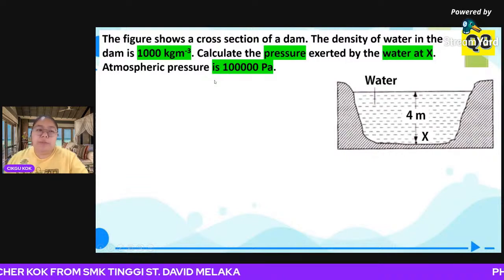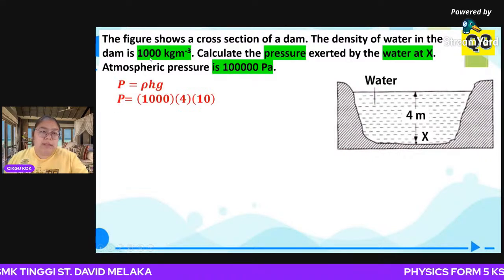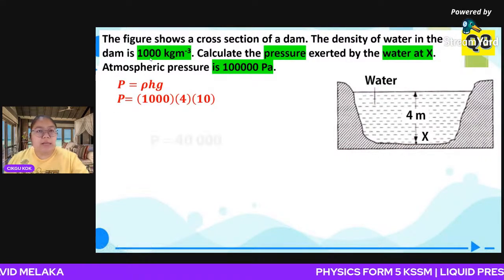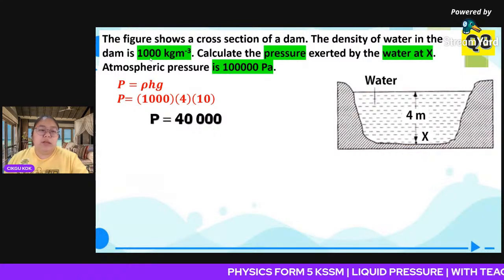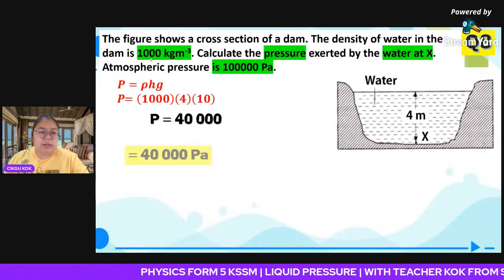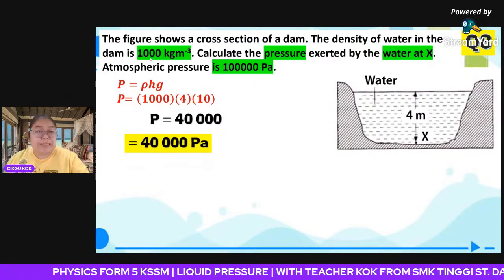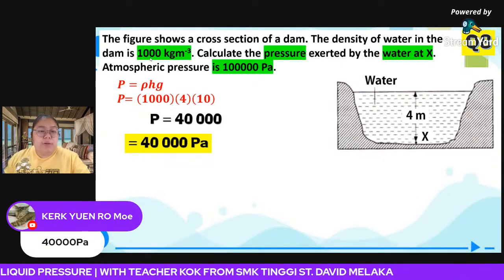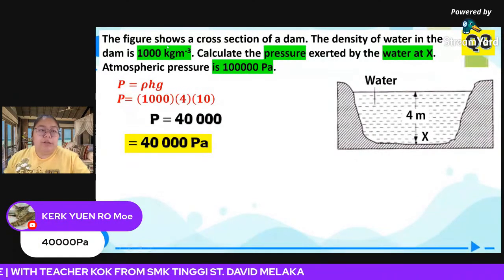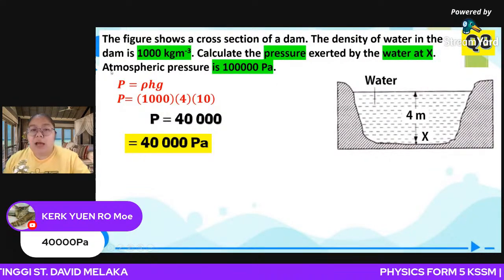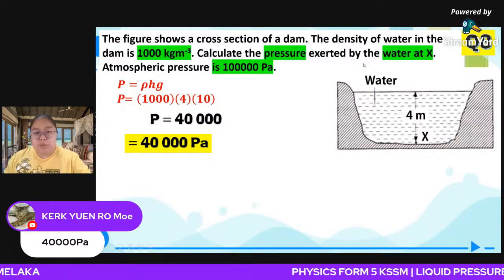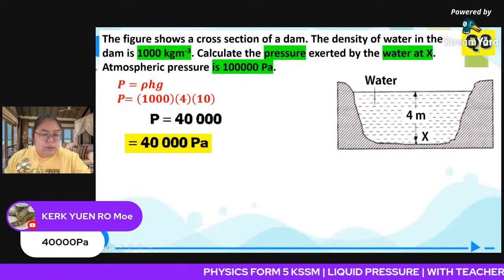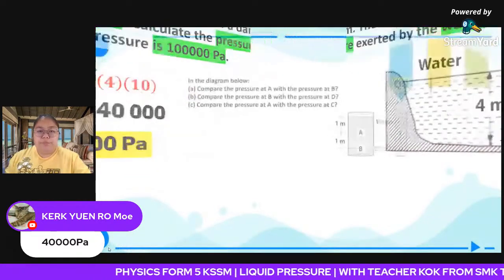That means 4 meters multiplied with the density and also the gravitational, which is 10. So the answer is 40,000 pascal. Here, 40,000 pascal. So you help me to change. Unless the question says actual pressure, then you need to add the atmospheric. So this one question, they gave extra. You need to understand the question. Okay, so we go to the next part.